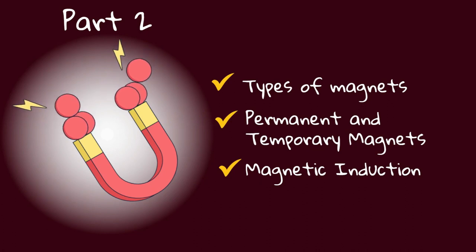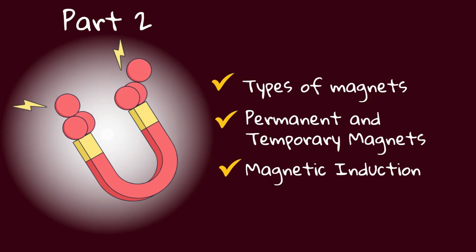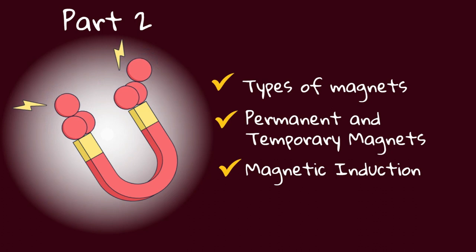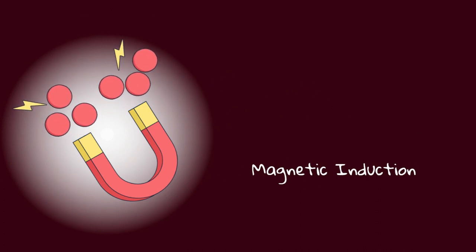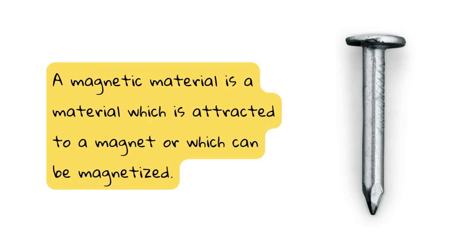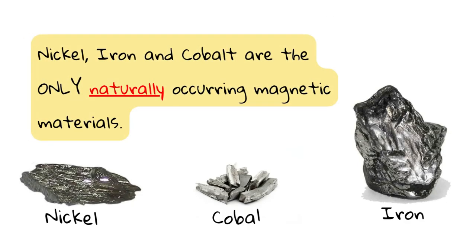Part 2. Part 2 of this lesson explores types of magnets, permanent and temporary magnets, and magnetic induction. A magnetic material is a material which is attracted to a magnet or which can be magnetized. Nickel, iron, and cobalt are the only naturally occurring magnetic materials.